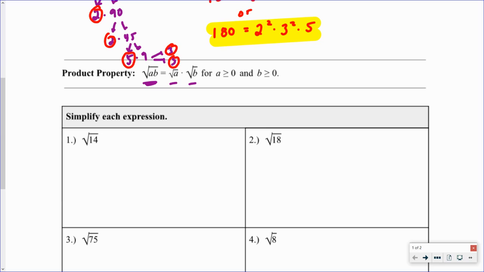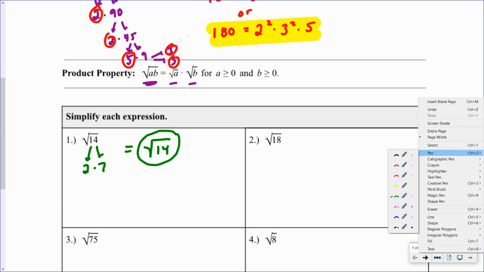So what I'm going to do here is the easiest method, which is doing the prime factorization. If I do the prime factorization of 14, I get 2 times 7. Now 2 and 7 are both prime numbers. So 14 does not have any perfect square factors, which means the square root of 14 is not going to simplify any further. So the square root of 14 is simplified as far as it can be. Now you can take a decimal approximation of this if you want to, but again, this is simplified as far as it can go.